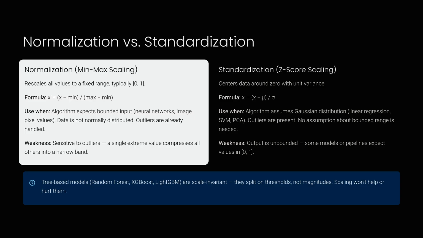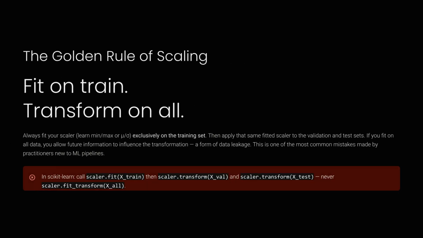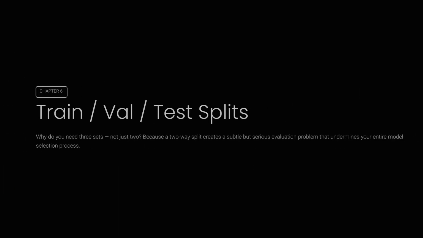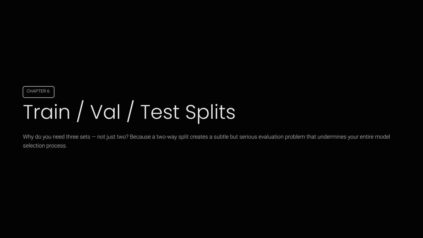Chapter 5 covers scaling features. Most ML algorithms are sensitive to the scale of input features. Scaling ensures features are treated equally, regardless of their original units. Normalization, or min-max scaling, rescales values to a fixed range, typically 0 to 1. Standardization, or Z-score scaling, centers data around 0 with unit variance. The golden rule of scaling is fit on the training data and then transform all sets. Fitting on all data before splitting causes data leakage.